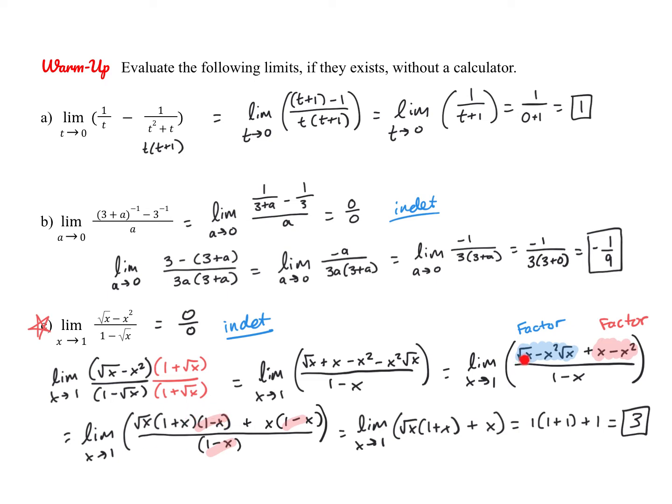This factors to square root of x times 1 minus x squared, which is the difference of two squares, giving you 1 plus x times 1 minus x. Here you can factor out the GCF of x, and you'll see there is a common factor of 1 minus x that you can simplify out. That leaves you with this expression, which you can then evaluate the limit of just using direct substitution. So again, this is definitely a challenge problem, but if you worked through it and got the answer, good for you.